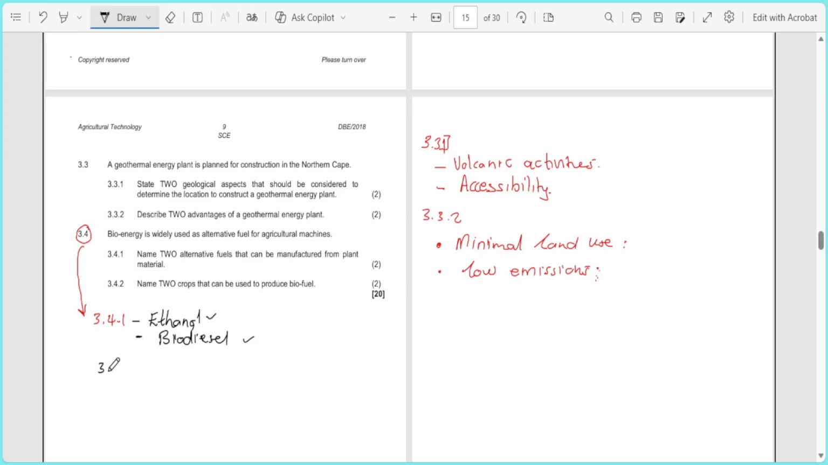For the last question, 3.4.2, name two crops that can be used to produce biofuel. I think I hinted at some of them while I was discussing the above. Number one, sugarcane.